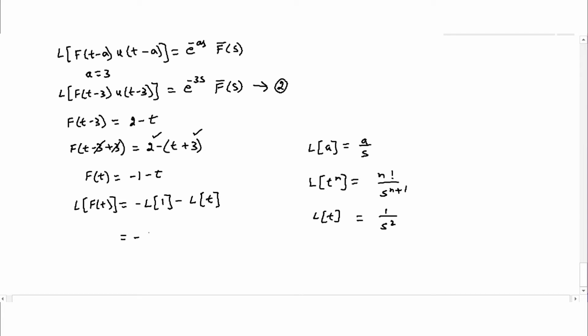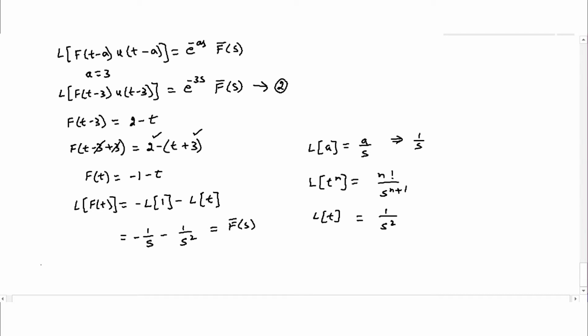If I rewrite this, it becomes a by s. In this case the value of a is 1, so we'll get 1 by s, and here it is minus 1 by s square. So this represents your capital F bar of s. Because I have taken capital F(t), I will take this as capital F bar of s.